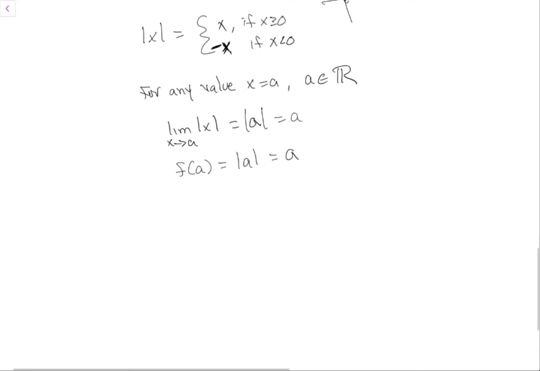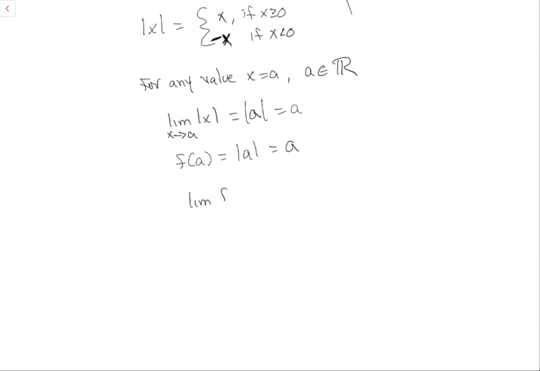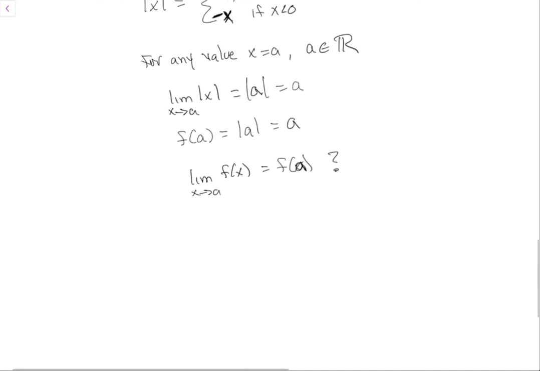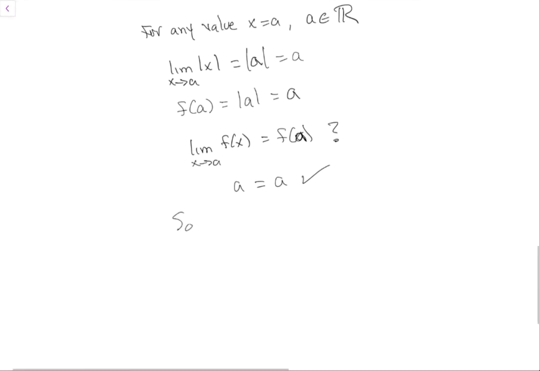So these are true. I'm asking, does the limit of f of x equal f at a? The limit of f as x approaches a equal f at a. And yes, that is true. Our limit was equal to a, and f at a was equal to a. So f of x equals absolute value of x is continuous for all reals. Continuous on the set of all reals. So there are no points of discontinuity for the absolute value function.